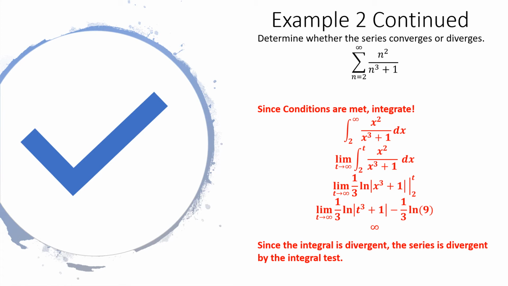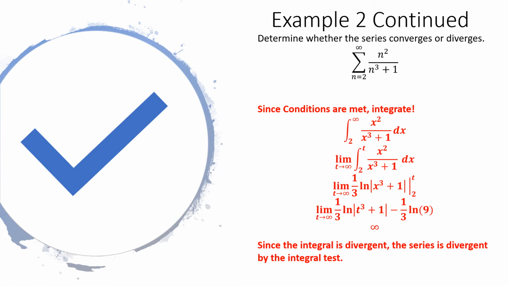So we have the integral from 2 to infinity of x squared over x cubed plus 1 dx. Remember, because it's going to infinity, we have to use improper integration. So we have to change that infinity to a t and run the limit as t goes to infinity. So we have the limit as t goes to infinity of the integral from 2 to t of our function. And then I'm going to use u substitution to integrate that.